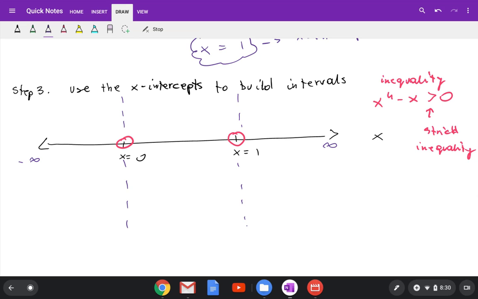Okay, so step 4, it's the most important step, test. So what you're going to do, select a number in each interval.